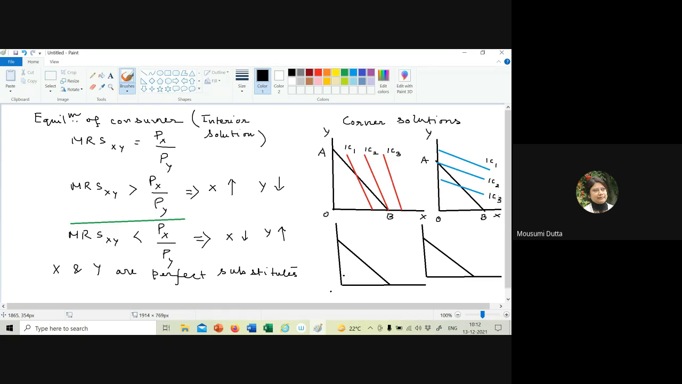So all along the line, the second thing is happening. MRSXY is less than PX by PY, which means the consumption of commodity Y is increasing.